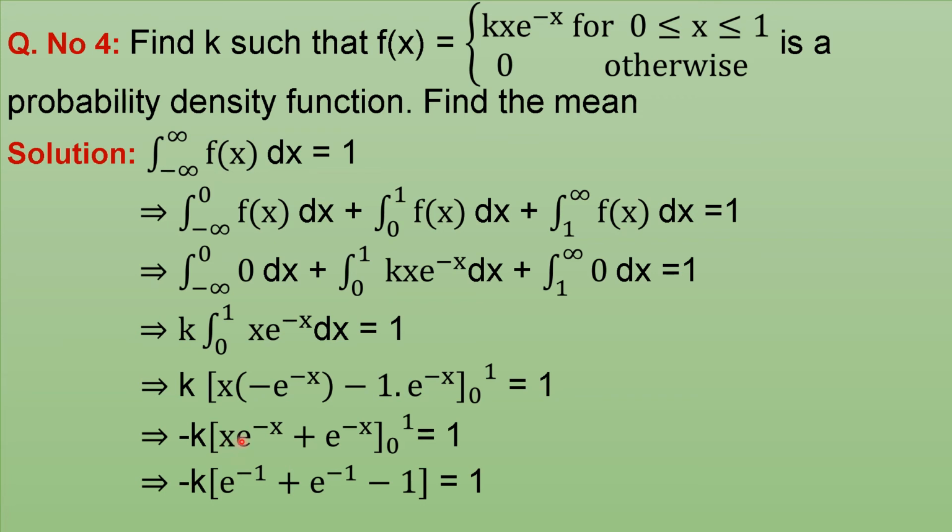Right side will be 1. Minus k into. Put x as 1. It will be e power minus 1 plus e power minus 1 minus put x as 0, first term 0 and e power 0 is 1. Right side will be 1. So e power minus 1 plus e power minus 1, 2 times e power minus 1 and minus 1. So it will be minus k into 2 times e power minus 1 minus 1 equal to.